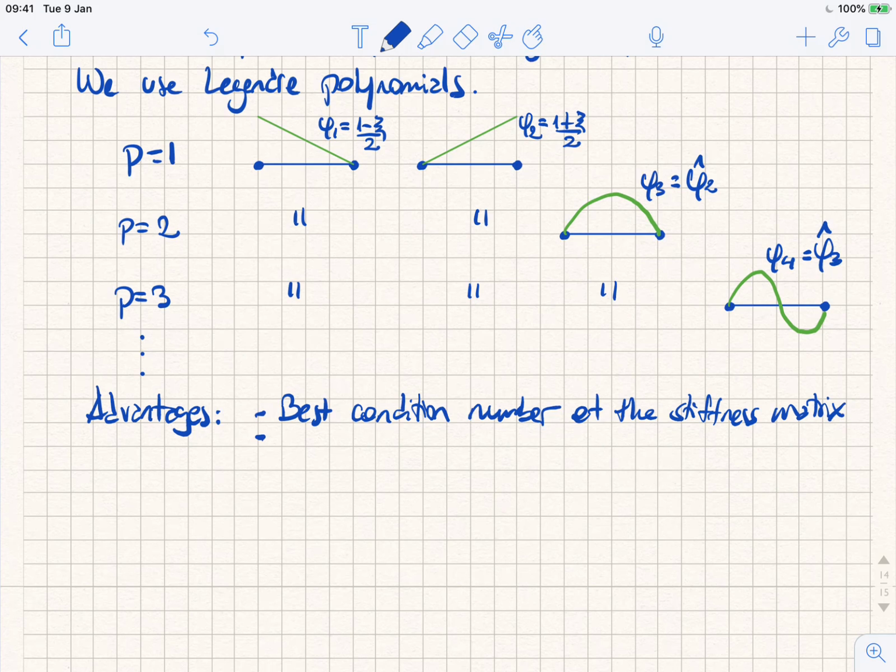Susan, yeah. Question for P2: do you actually add a new node in the middle? That's something that we're going to discuss because it's a very, very important question. And we will see what's going to happen.